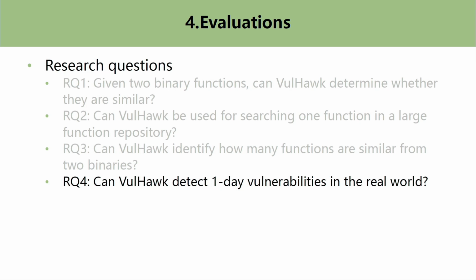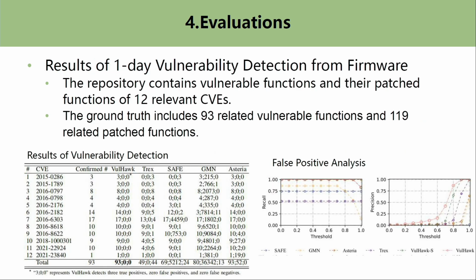The last question is about detecting one-day vulnerabilities in the real world. We first built a vulnerability repository based on the CVE database containing vulnerable functions and their patched functions of 12 related CVEs. The ground truths include 93 related vulnerable functions and 119 related patched functions from 20 IoT firmware images. The table shows VulHawk achieved high accuracy in one-day vulnerability detection.